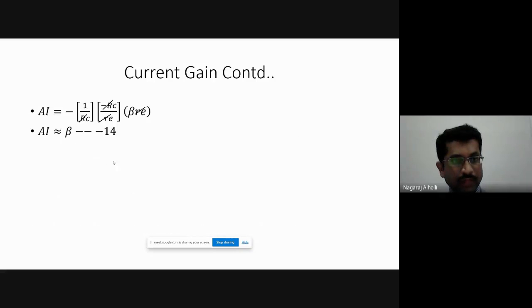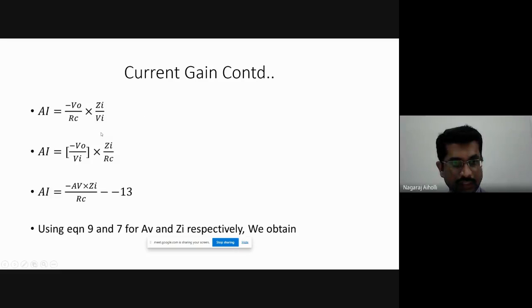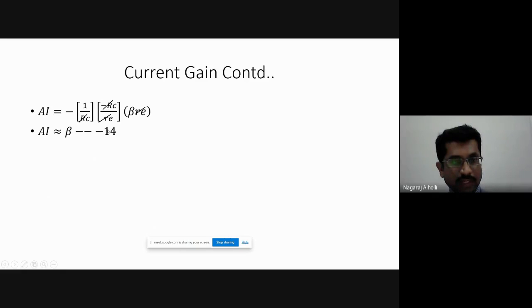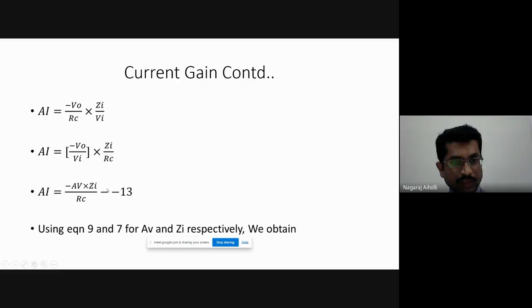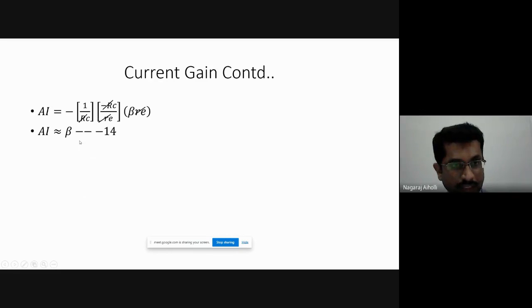Therefore, AI will become minus 1 upon RC, into AV, which is minus RC by RE, then into ZI, which is beta RE. What will cancel here? RC cancels, RE cancels, minus into minus is plus. Therefore, current gain will be approximately beta.